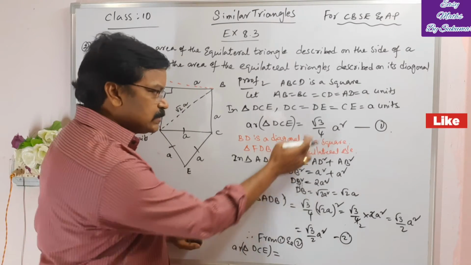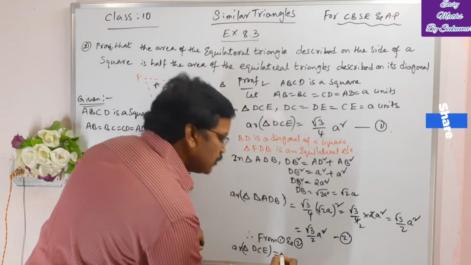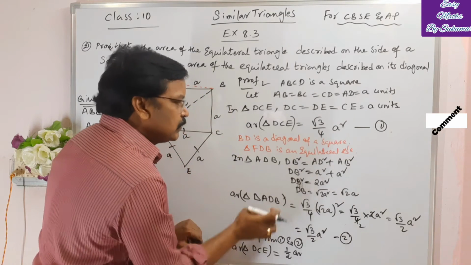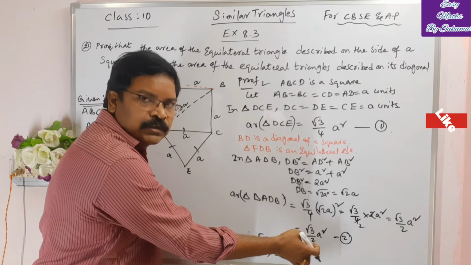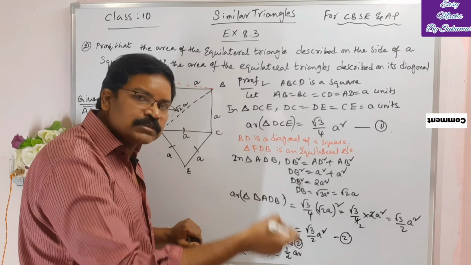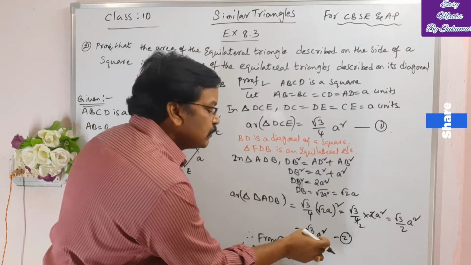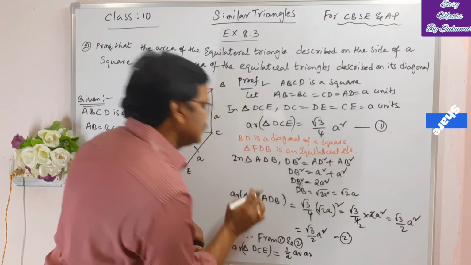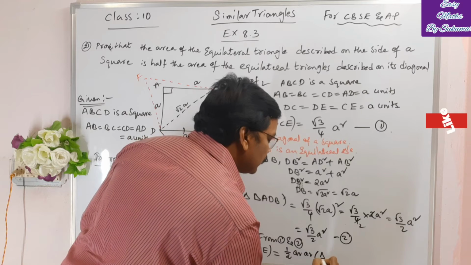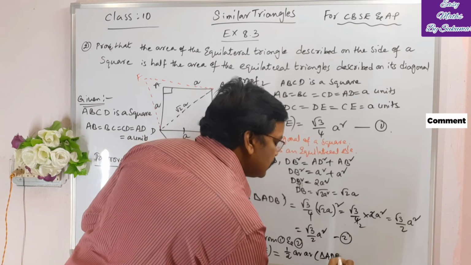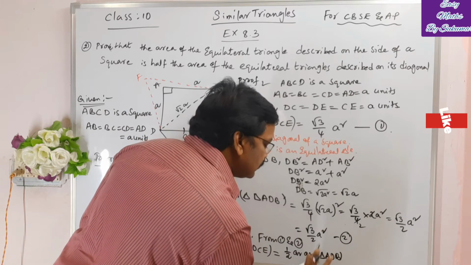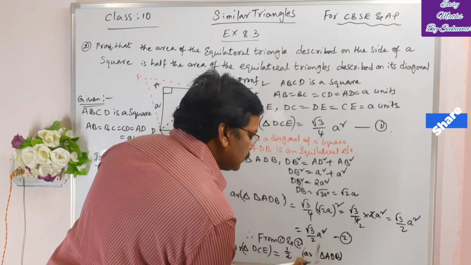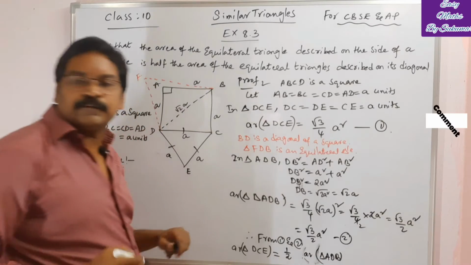Area of triangle DCE is equal to root 3 by 4 a square, which is equal to half into the area of triangle ADB. This equation equals the other when it is multiplied by half. That means it is half of the area of triangle ADB. I hope you understand here.